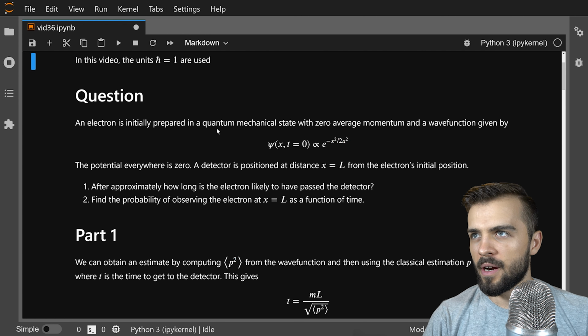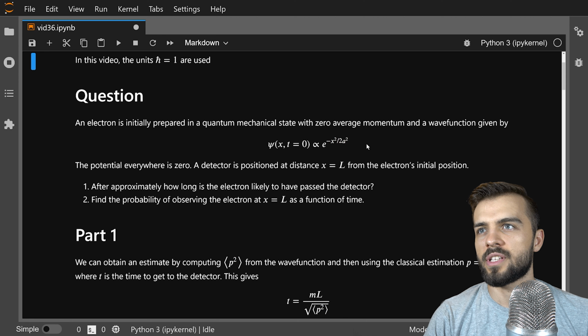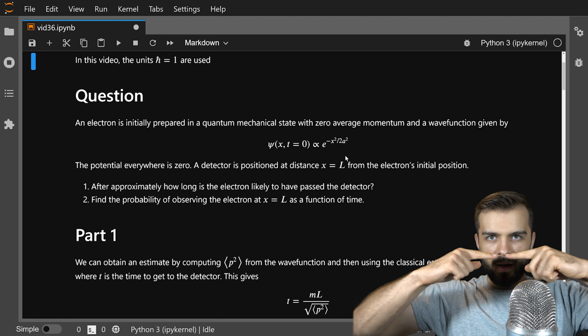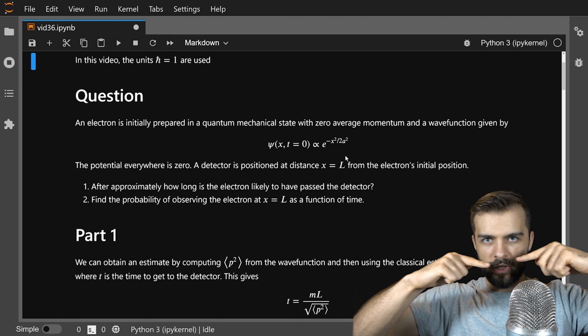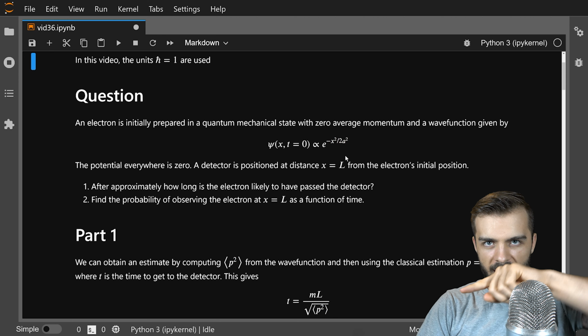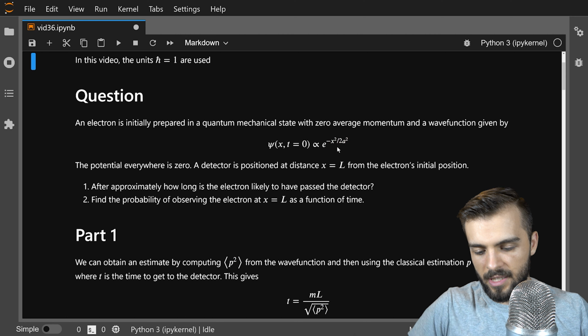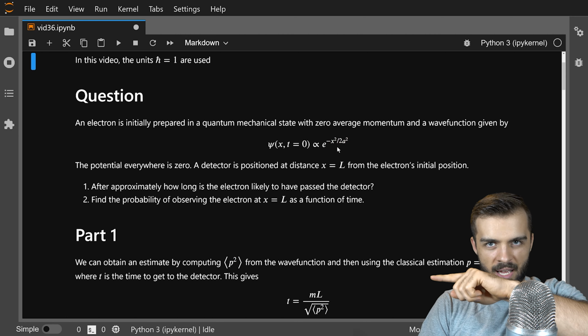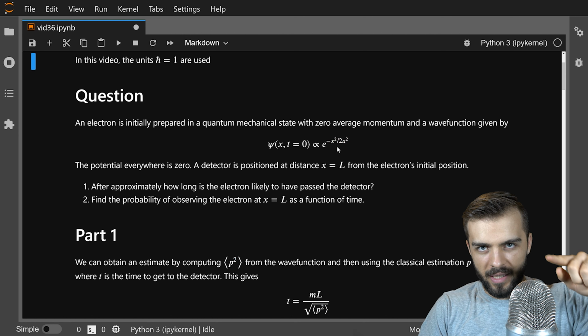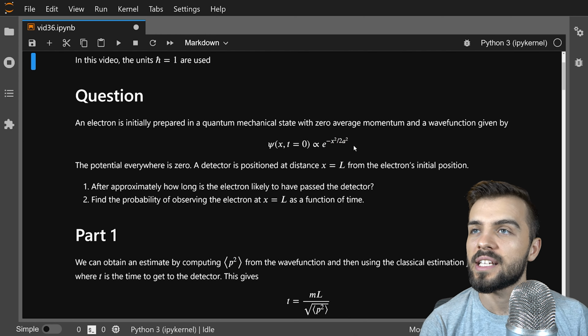An electron is prepared in a quantum mechanical state with zero average momentum, and a wave function given by psi of x at t equals 0 is just a Gaussian function. So you have your x-axis here. It's a one-dimensional quantum mechanical problem, and it's a Gaussian wave function. And if I square this, of course, that's the probability density function. That tells me that the probability density function is a Gaussian function.